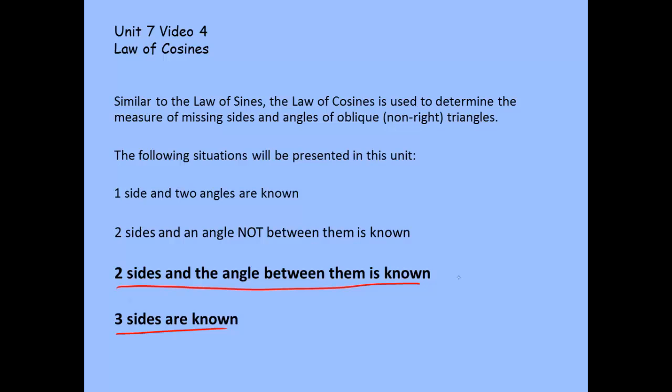So if I have two sides and the angle that falls between them are known, then I will use the law of cosines. Or if I know all three side measures but I don't know any angle measures, we will use the law of cosines. So this would be side, angle, side, where the angle's between the two sides, or side, side, side.